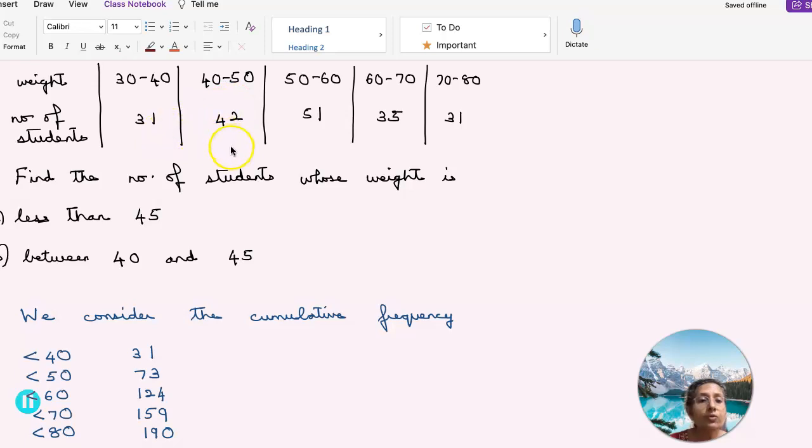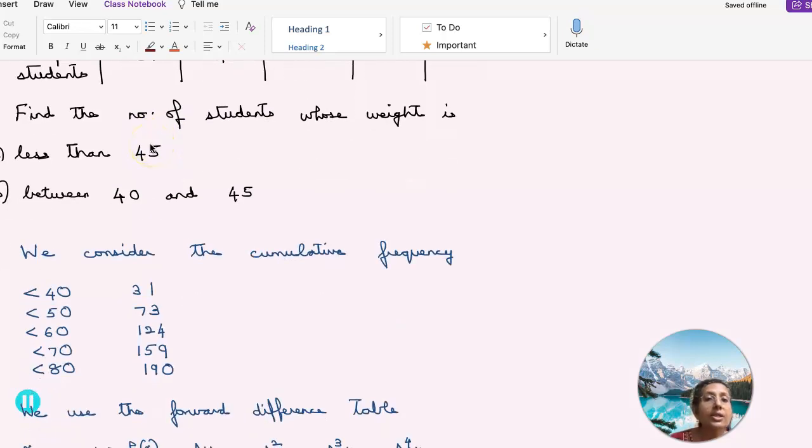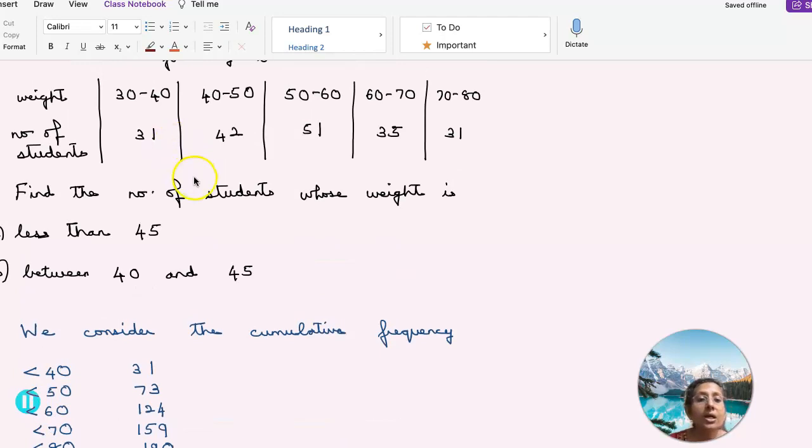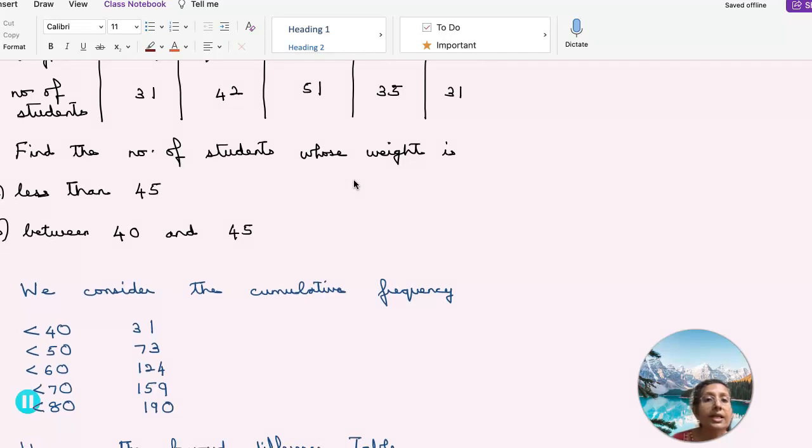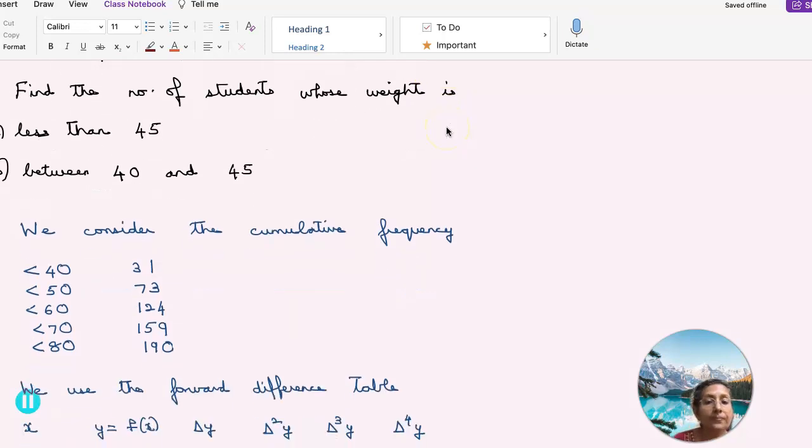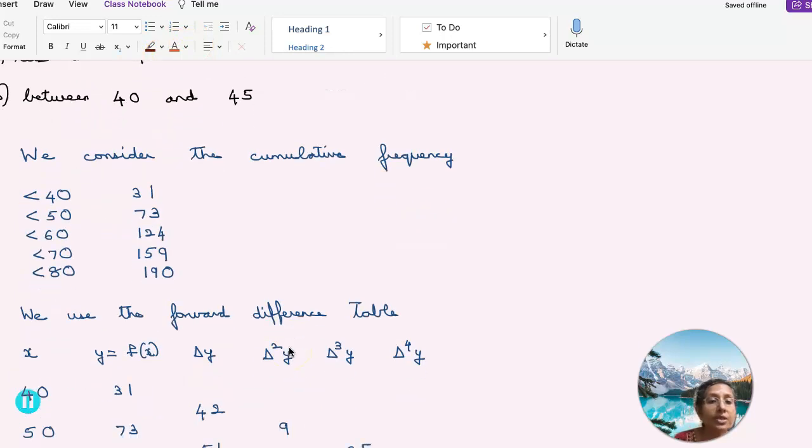31 plus 42, which is 73. Less than 60 will be 73 plus 51, which is 124. Less than 70 will be 124 plus 35, which is 159, and less than 80 will be 159 plus 31, which is 190. Now we have to find 45, which is close to 40. So we use the forward difference table.